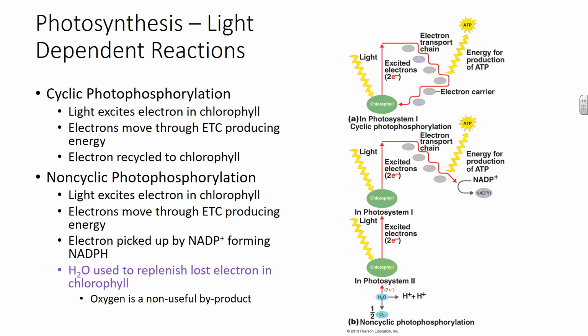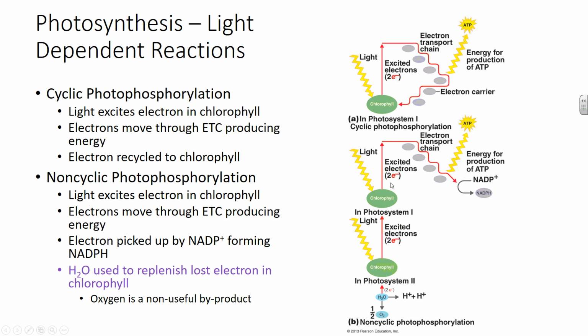We can have cyclic photophosphorylation, where the light will hit the chlorophyll, excite the electrons. The electrons hop through the electron transport chain. Remember, as that hopping through the electron transport chain occurs, we produce energy.